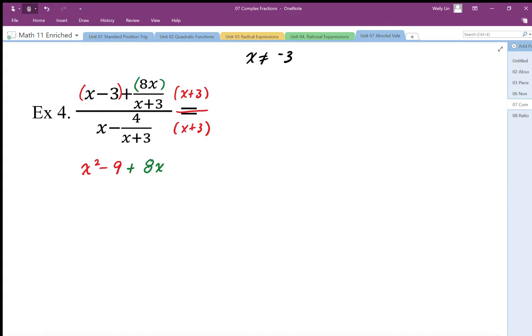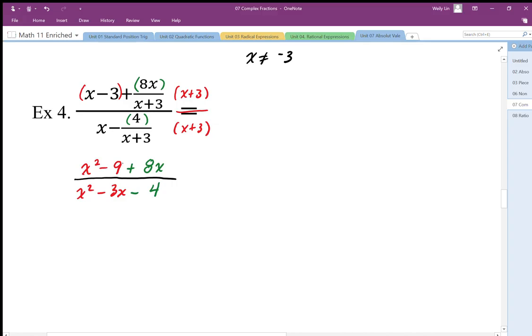In the denominator, I need to distribute that out. So I end up with x squared minus 3x, and there's a minus there. And now I'm going to multiply this fraction with this x plus 3. Well, I have a divide x plus 3 times x plus 3. They cancel out. The only thing left is a minus 4.